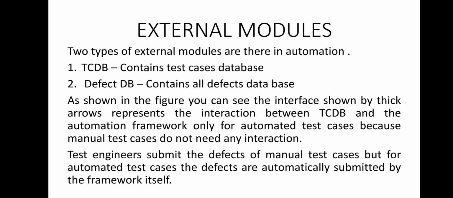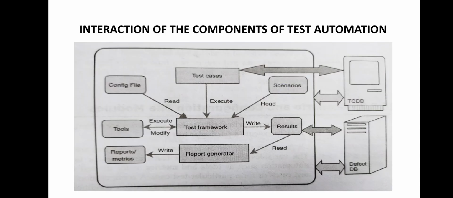So here you can see in the last figure, the interface shown by the thick arrows. You can see here there is a thick arrow which is showing the interaction between the test case database and the automation framework. It is only for automated test cases. Why? Because manual test cases do not need any kind of interaction.